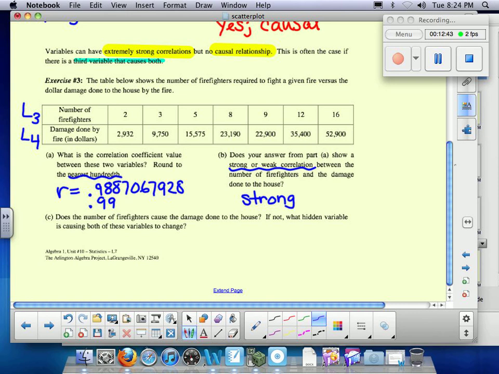Does the number of firefighters, that's our X value, cause the damage done to the house? And the answer, I'm pretty sure, is no. Bryce and Tyler, I know you guys have some experience with fires. Maybe there's other of you as well as firefighters. The number of firefighters does not determine the damage to the house. How strong the fire is, or how powerful it is, that's what's going to determine the damage.